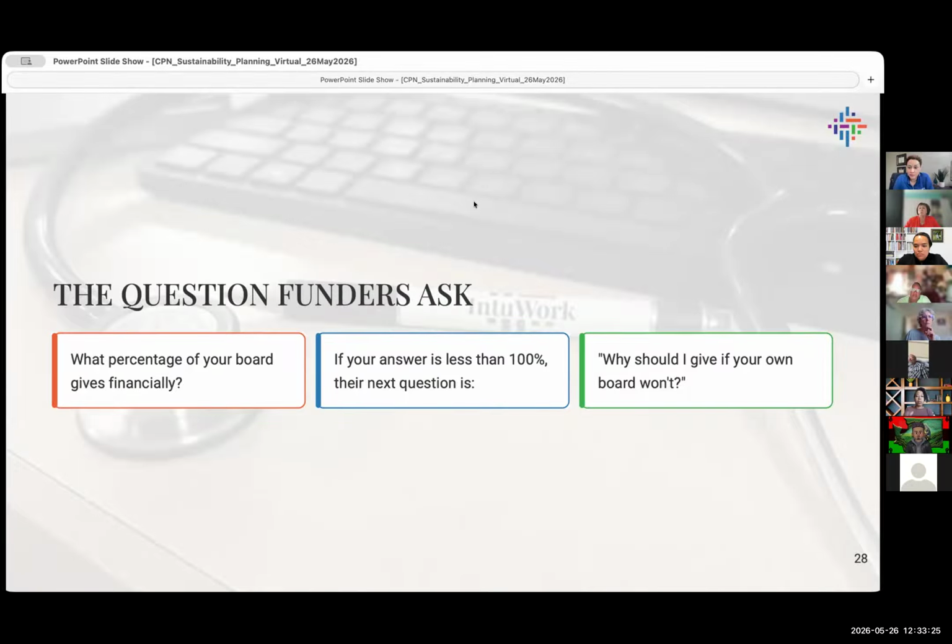My view is that we put our money where our mouth is. Now, oftentimes we don't have much, we'll give what we can. And if $20 is what we can give in a year, then that's what we can give in a year. But I do think it's important to, one, be able to say that you have 100% board giving and that your board is bought in, because part of the question that funders and especially major donors are going to ask is what percentage of your board is giving.